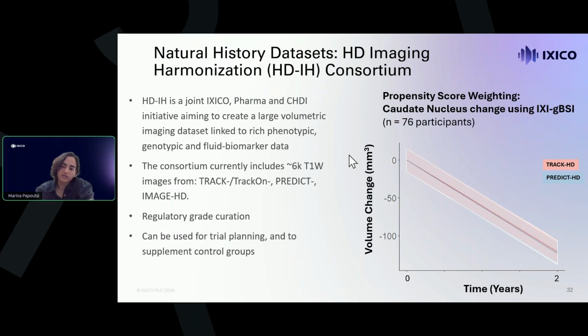and they're actually quite robust. Here on the right-hand side we see some of the work that we did using propensity score weighting. Once we adjust for baseline characteristics of different participants from TRACK and PREDICT, the slopes are identical. So this is a really important point: it's not just about collecting the images, and the quality of the images being really important, but also the way that the images are analyzed and processed is really important to ensure comparability between studies. And on that note, I will finish my talk and pass it back to Robin.